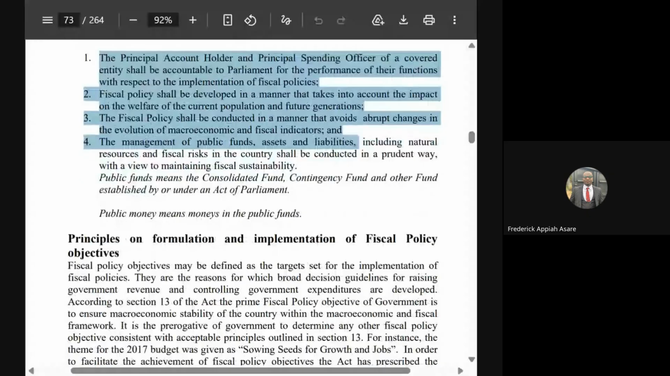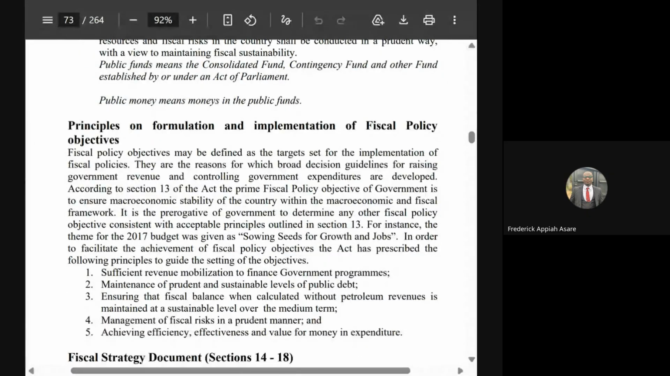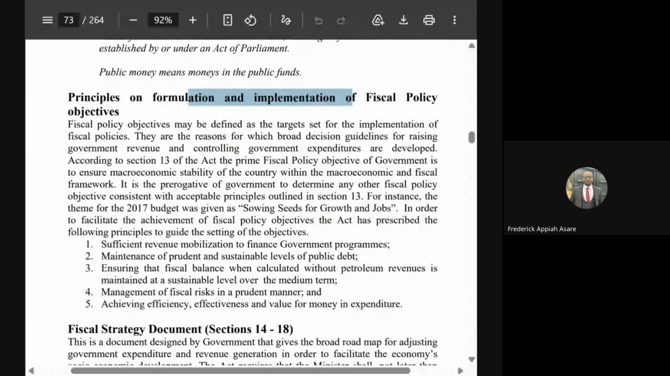Each will carry 10 marks. We have the principles on formulation and implementation of fiscal policies also. And the principles, one of them is that it's sufficient revenue mobilization to finance government programs. So there must be sufficient revenue mobilization.